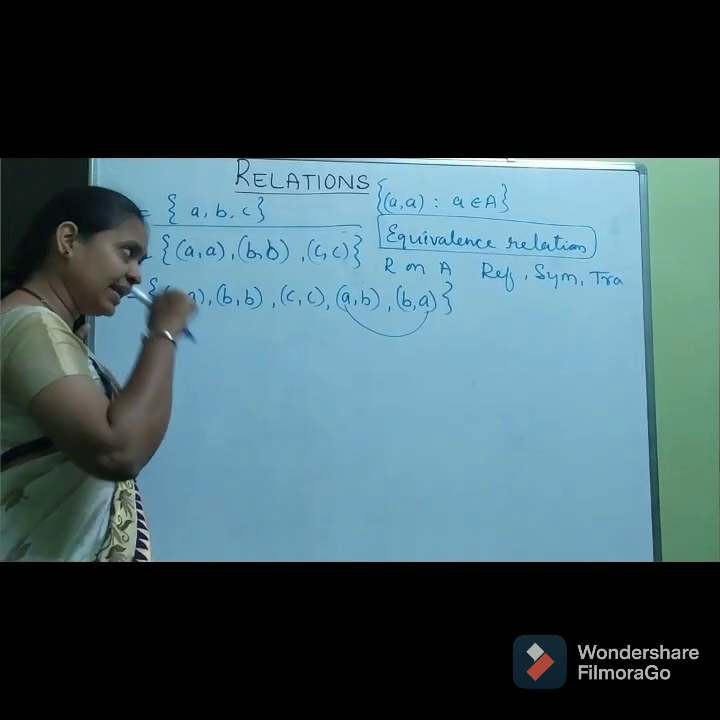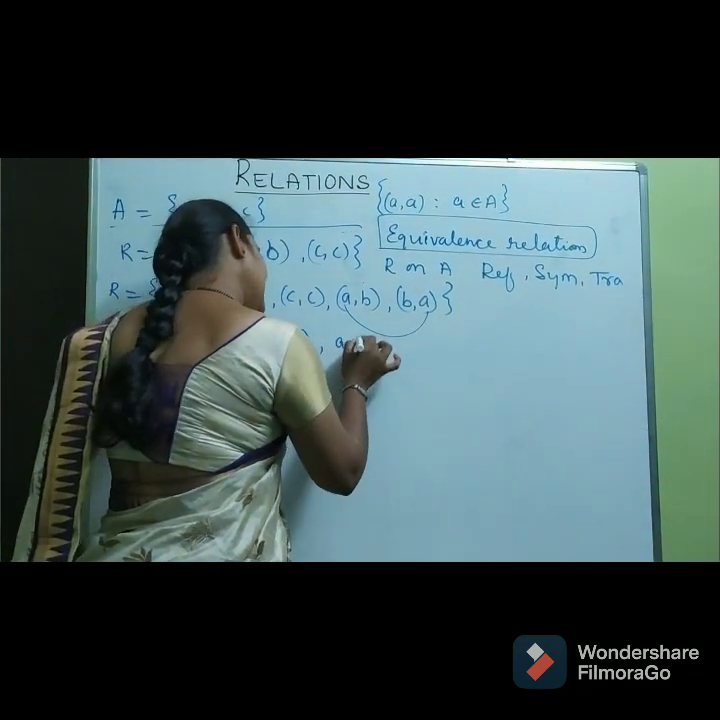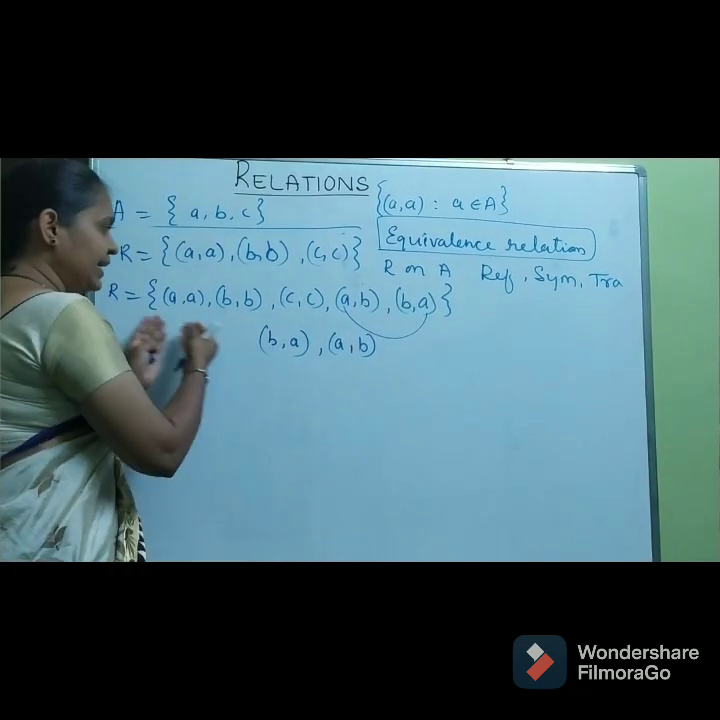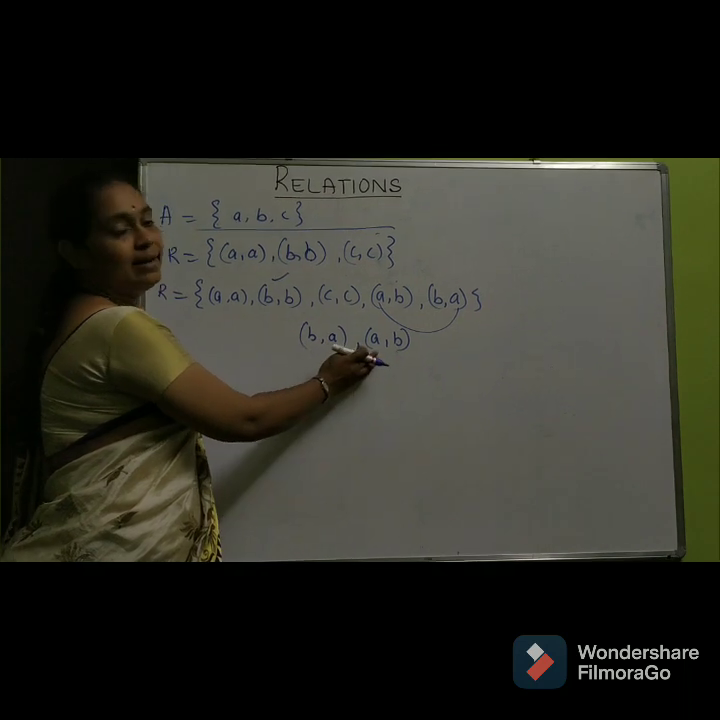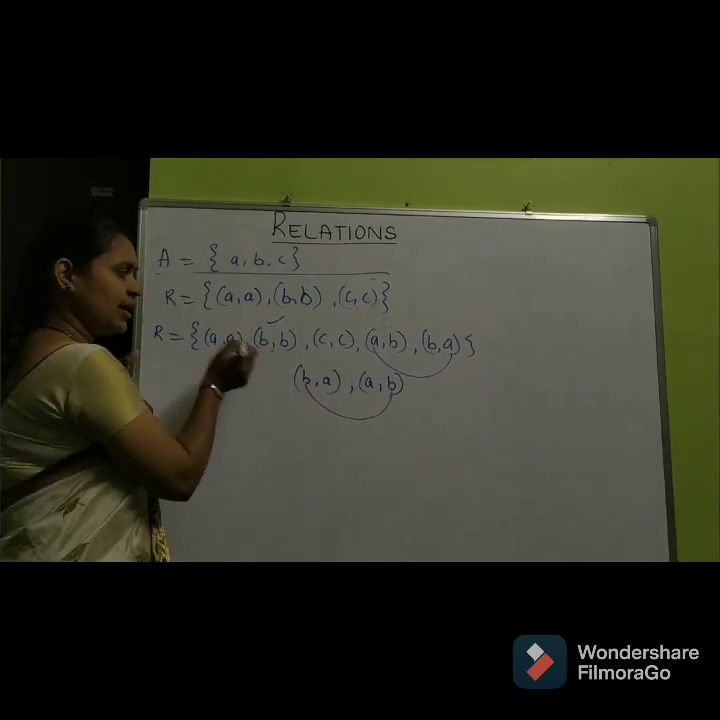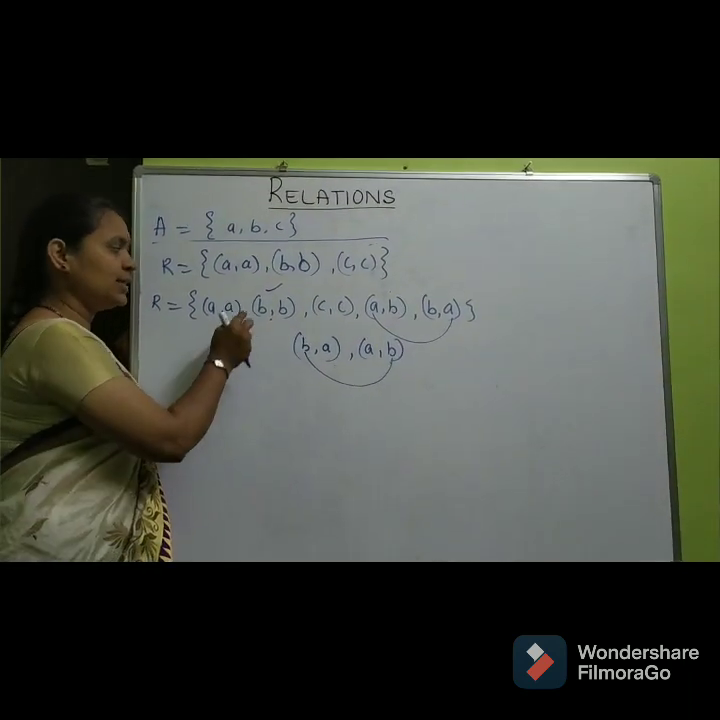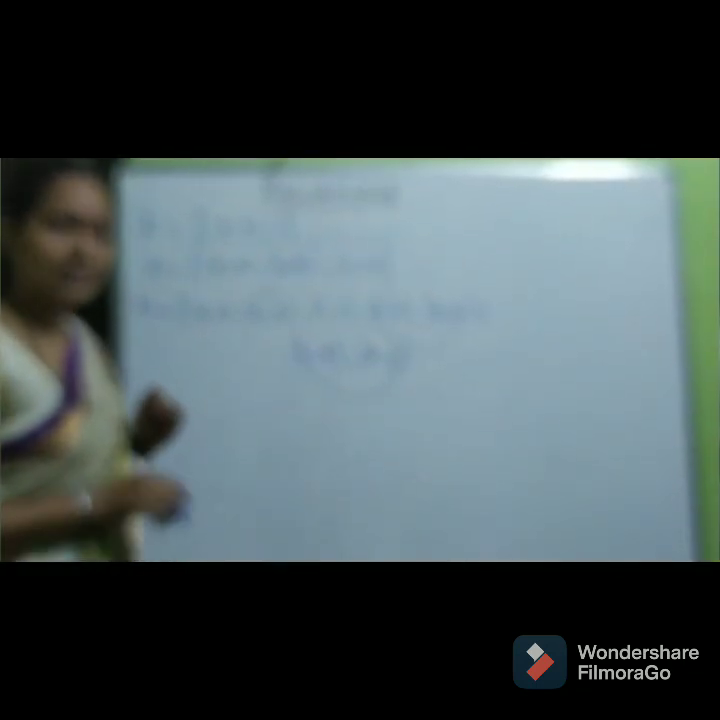Again, you have to think. (b, a) is there, (a, b) is there. You know now, while writing a set, order is not important. (b, a) is there, (a, b) is there, so (b, b) must be there, which is there now. Therefore, it is transitive also. Therefore, it is reflexive, symmetric, transitive. Hence, I can say it is an equivalence relation.